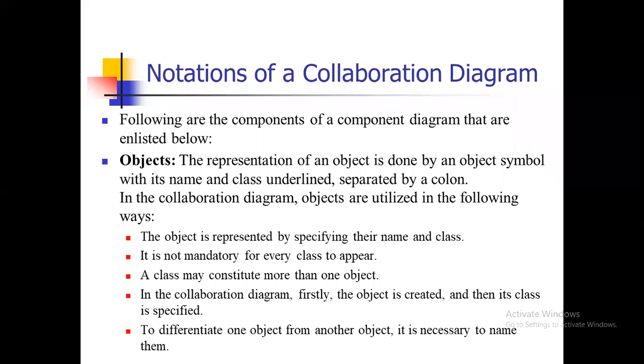In the collaboration diagram, objects are utilized in different ways. An object is represented by specifying its name and class. It is not mandatory for every class to appear here, and a class may constitute more than one object. In the collaboration diagram, first the object is created and then its class is specified. Remember this. To differentiate one object from another object, it is necessary to name that object.